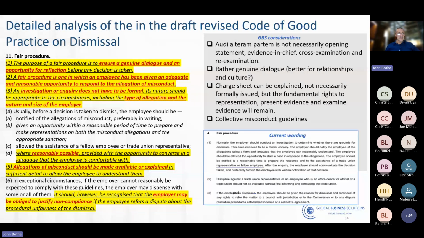And then it says down in subsection 4D, where reasonably possible, be provided with an opportunity to converse in a language the employee is comfortable with. So this whole issue around interpreters, you only require it where it's reasonably possible. And allegations need to be made available or explained, so insufficient detail. You don't need these long-winded charge sheets and all this evidence and allegations. They want you to do genuine dialogue and an opportunity for reflection. It says, however, an employer may be obliged to justify non-compliance if the employee refers a dispute about the procedure.